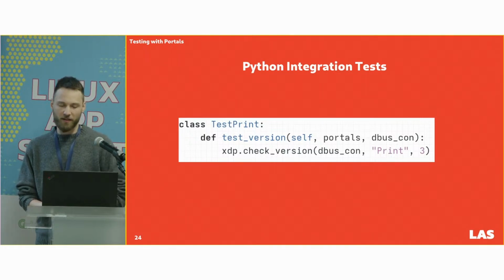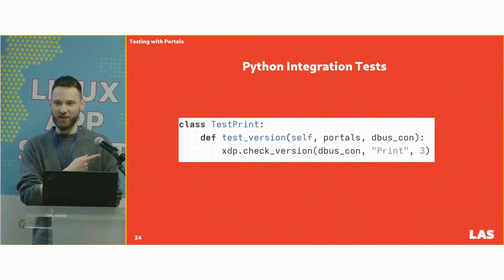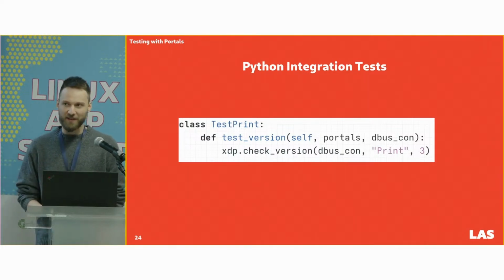Let's see how this looks now in Python, and especially what I'm using here is the PyTest framework. There you can just define a test, and it looks like this. This is one of the simpler tests, but it's a complete test. We define the test version, and then we have a utility which will call a specific portal, in this instance the print portal, and will check that the version of the print portal is 3, which is the current portal version.